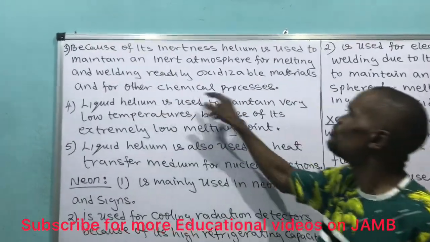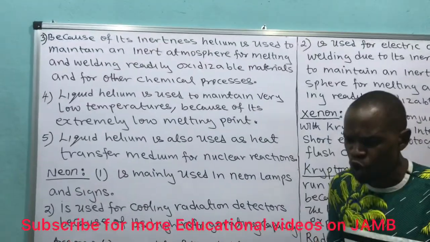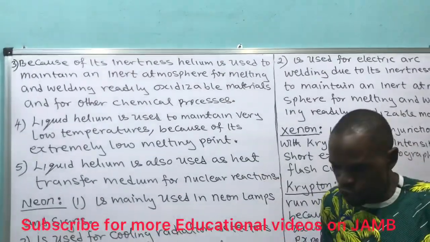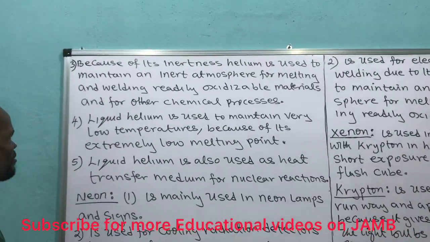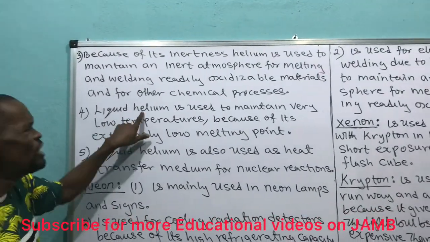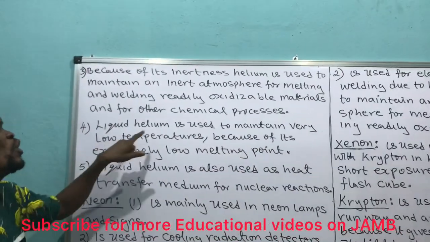And in other chemical processes that can easily explode due to air, we use helium to nullify the explosion. Number 4, we say liquid helium is used to maintain very low temperature.